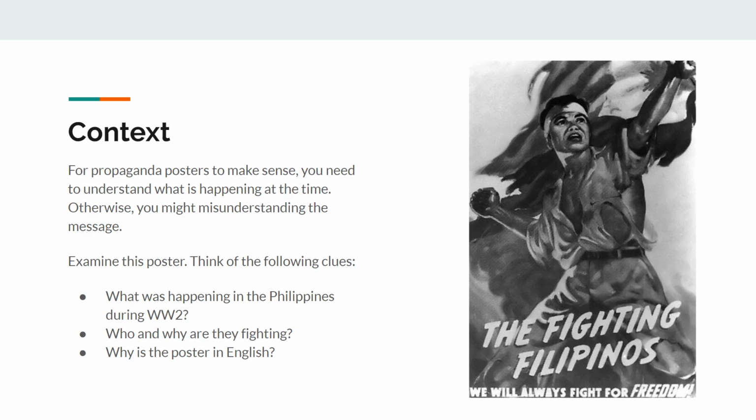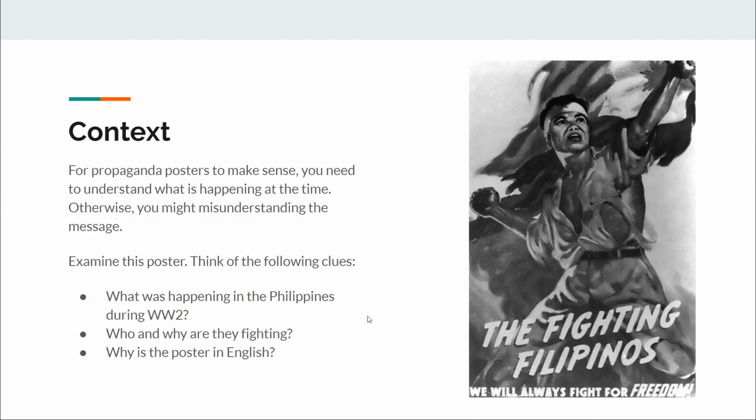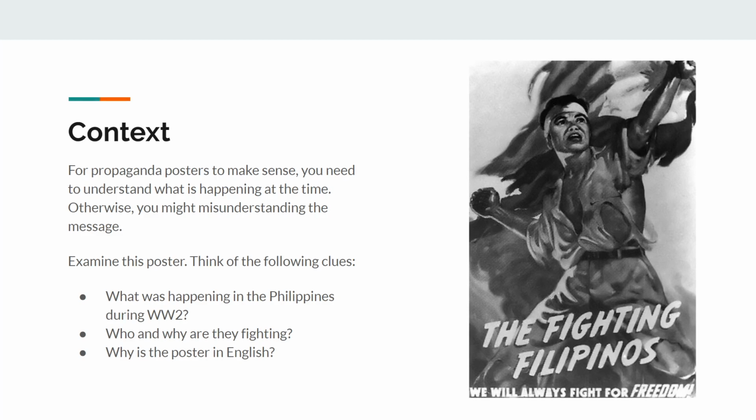So obviously you can see the obvious things. You have a Filipino person holding a grenade, it seems, in his right hand, and it says the fighting Filipinos, and we will always fight for freedom. Now, if that's your analysis, that's all you say, that's not a very good analysis. You really have to emphasize more on the elements of the person, not just what it is. I can see it is all that. You need to tell me a bit more than that.